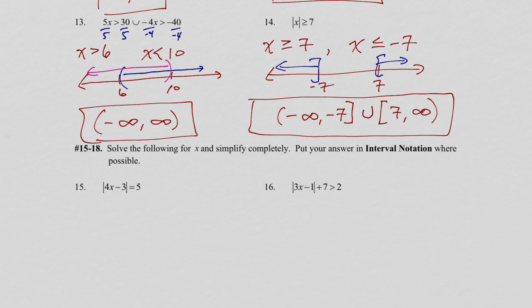Remember, when you have absolute values that are greater than, you're going to have 2 intervals when you're done. When you have absolute values that are less than, you're going to have just 1 interval when you're done.